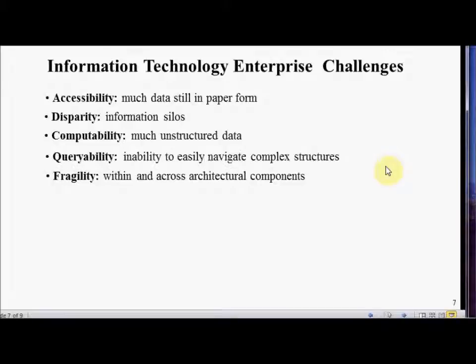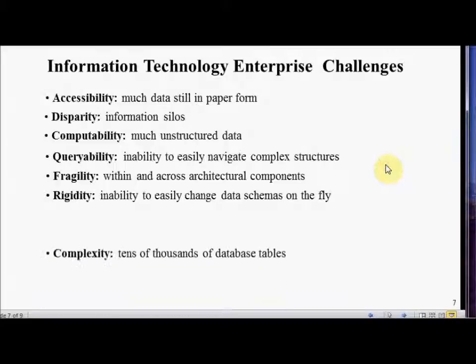Another challenge, one of fragility. Oftentimes in an enterprise system, whenever you make changes to one layer of the architecture, you oftentimes get this ripple effect where other layers break. Another challenge, one of rigidity, the inability to easily change data schemes on the fly.